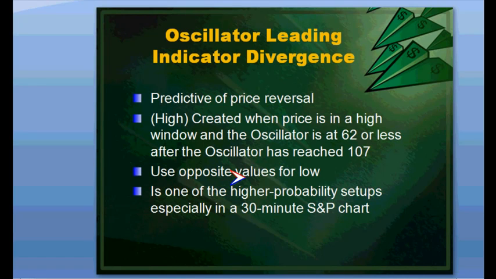Okay, and then we use the opposite. We use -1 to 62. It comes down from 62, never dropped below 35.44. Price is back in the low window, and the oscillator is halfway up the page. It's pretty impressive. Enormously high probability.